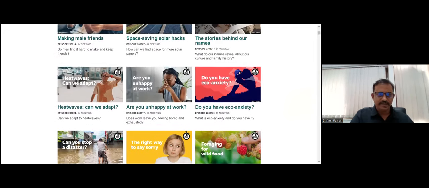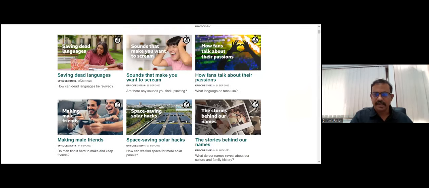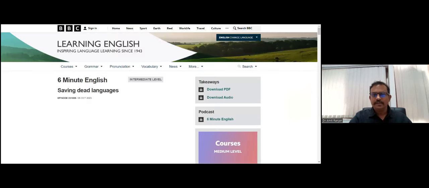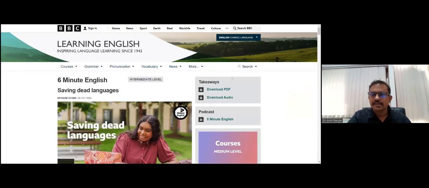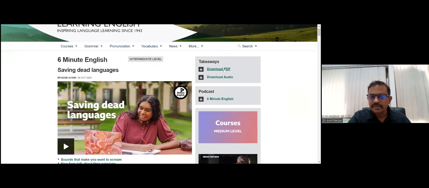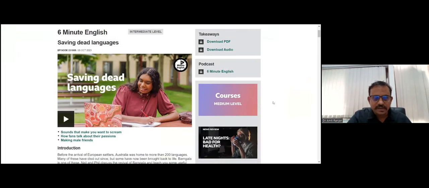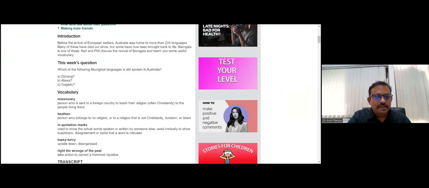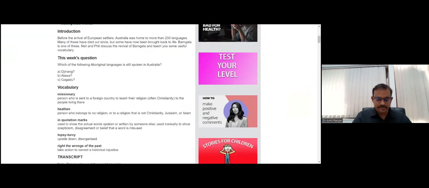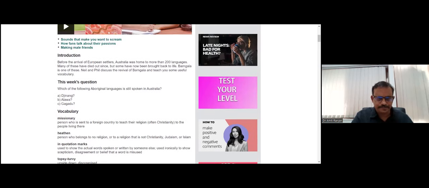So, for example, let us click on saving dead languages over here. It tells you the level, and you can download the audio, you can download the PDF, you can download the entire podcast as well. And there is a vocabulary section at the end of it, the important words that have come up in the podcast: the missionary, heathen, topsy-turvy, right the wrongs of the past, etc. Let's just read the introduction of this, for example.